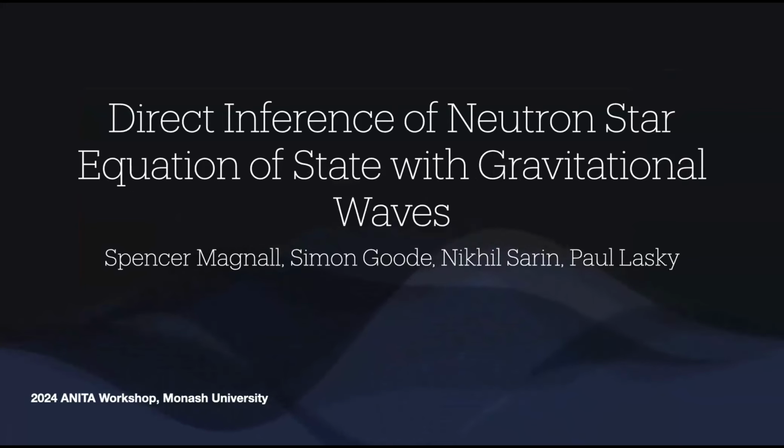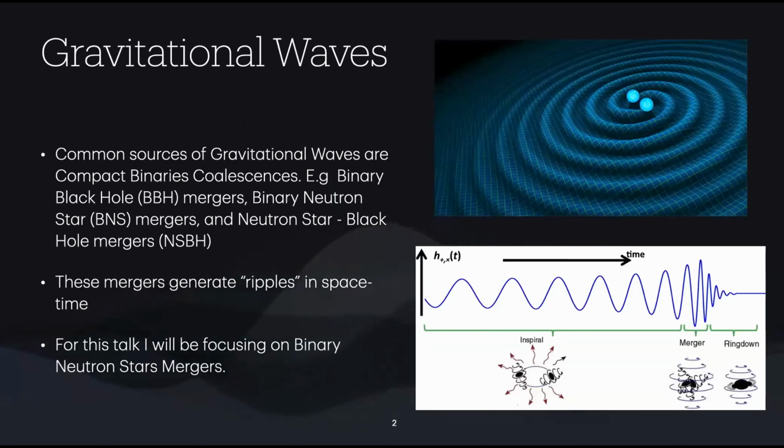Let's start right at the beginning with stuff I'm sure you all know. What are gravitational waves? Gravitational waves are ripples in space-time that are caused by compact binary mergers, or at least the most common source is compact binary mergers, things like binary black holes, binary neutron stars, and neutron star black hole mergers. So as I said, these generate ripples in space-time that we can detect here on Earth. There's a nice plot in the bottom right-hand corner of what this looks like.